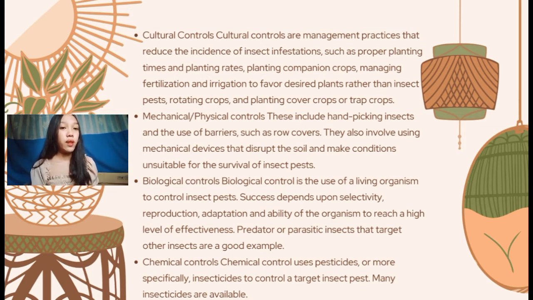So, the fourth one is biological controls. Biological control is the use of a living organism to control insect pests. Success depends upon selectivity, reproduction, adaptation, and the ability of the organism to reach a high level of effectiveness. Predator or parasitic insects that target other insects are a good example.